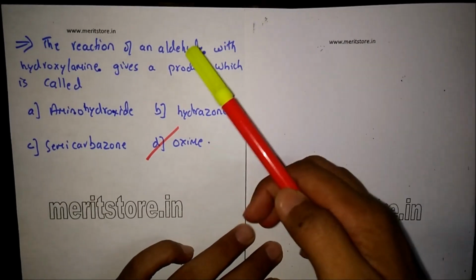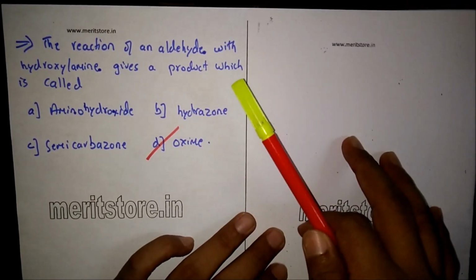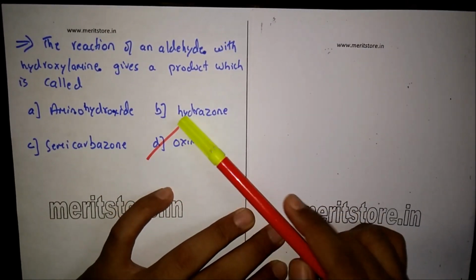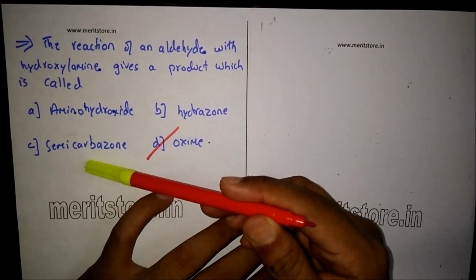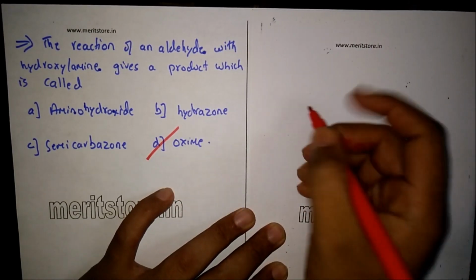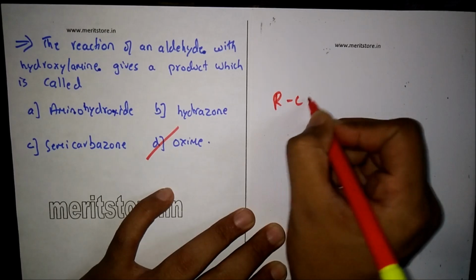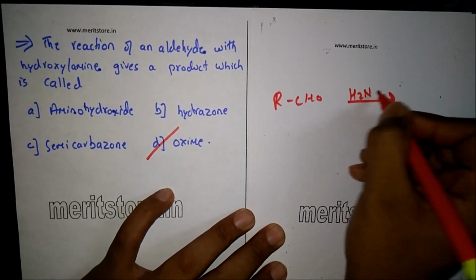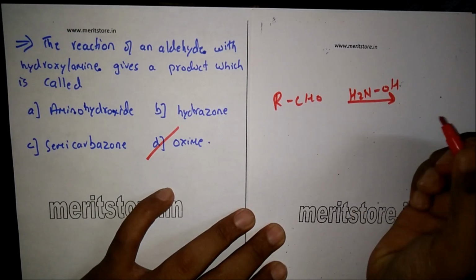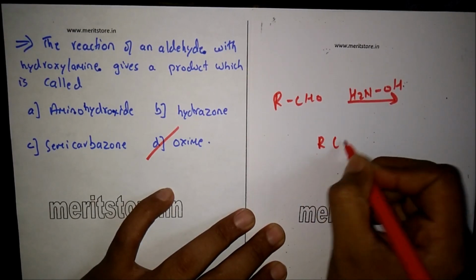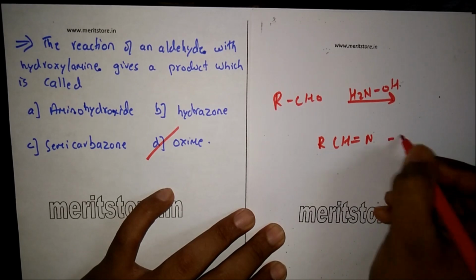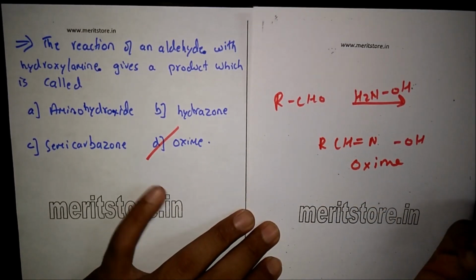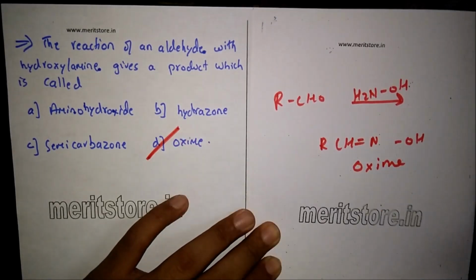The reaction of an aldehyde with hydroxylamine gives a product which is called A. Amino hydroxide, B. Hydrazone, C. Semicarbazone, or D. Oxime. Now we'll look at the reaction. When an aldehyde reacts with hydroxylamine, which is H2NOH, it gives RCH=NOH, which is an oxime. Therefore, the correct answer is option D, oxime.